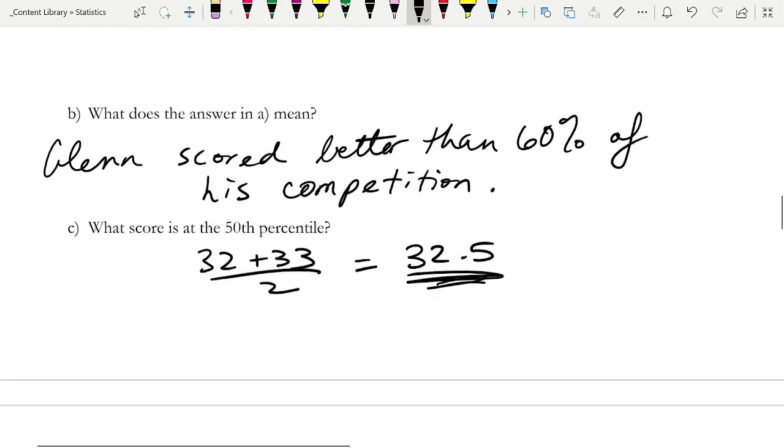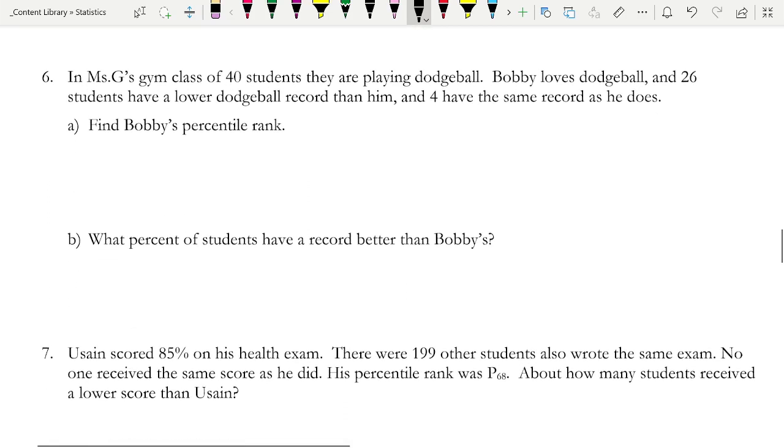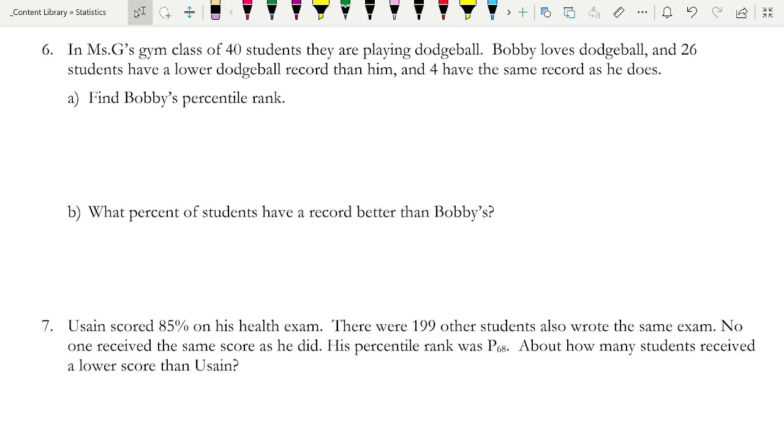All right, next. This one also has a typo, but this time it's in the answer key. In Ms. G's gym class, 40 students are playing dodgeball. Man, I thought I had bad grammar. Class of 40 students, they are playing dodgeball. How about get rid of the they? Let's try that again. In Miss G's gym class of 40 students. Oh, no, that doesn't work either. In Miss G's gym class of 40 students.